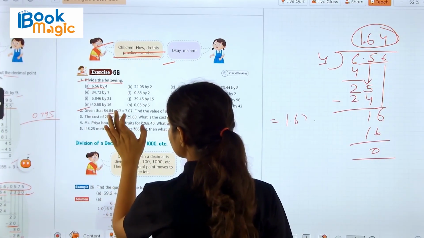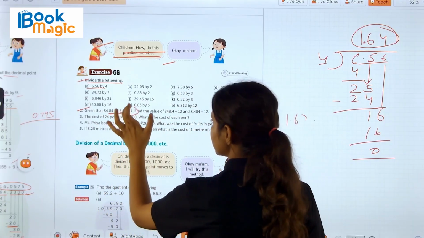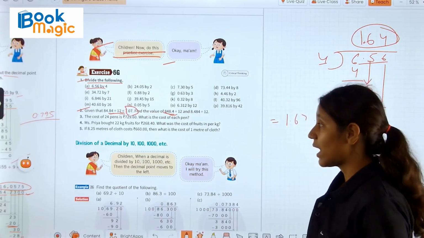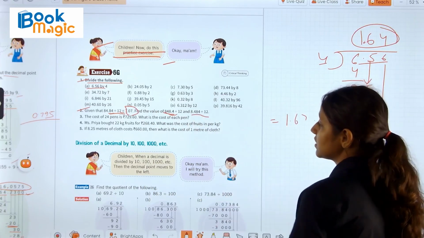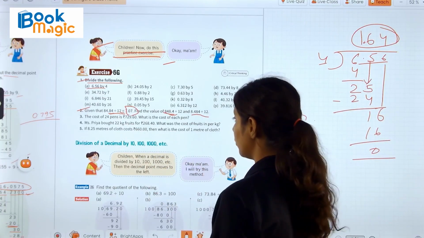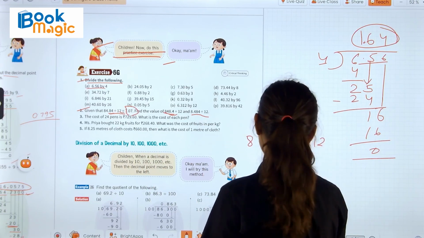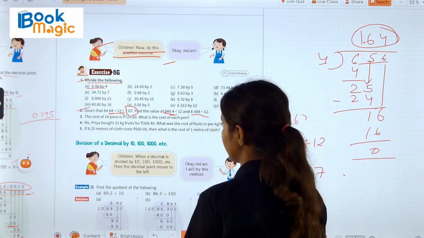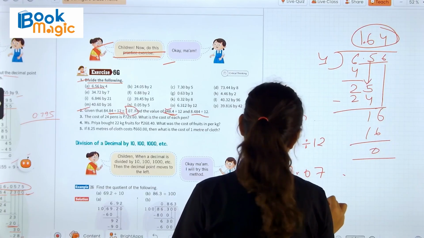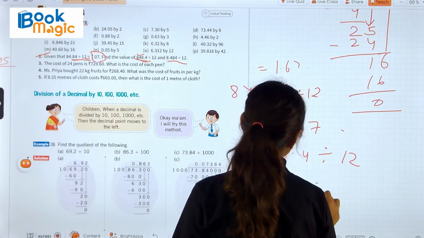Given that 84.84 divided by 12 is giving 7.07, find the value of 848.4 divided by 12 and 8.484 divided by 12. So we have been told that when we divided 84.84 by 12, we are getting 7.07. Find the value of 848.4 divided by 12 and 8.484 divided by 12.